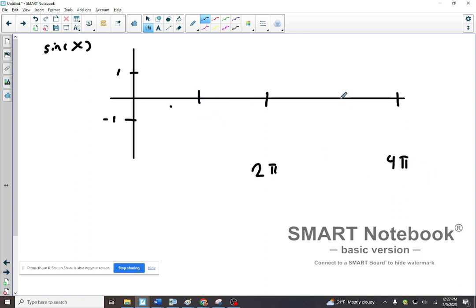Then I would cut that in half, so I would just have 3 pi and 1 pi. And then I would cut those in half again. This is graphing of the unit circle stuff, technically. Pi over 2, 3 pi over 2, 5 pi over 2, 7 pi over 2.